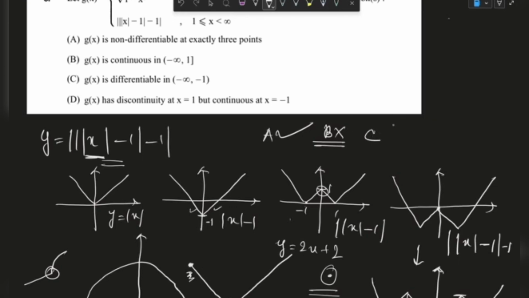And C, g of x is differentiable between -infinity and -1. Yes, this is correct, because it is only the straight line till there, and -1 is open. So you can't say that it has a sharp corner there, so you can't say that this is not differentiable. C is also correct. And D says that g of x has a discontinuity at x equal to 1 but is continuous at x equal to -1. Yes, it is correct. So our correct options here are A, C, D. This was also an easy question. We will proceed to the next question now.